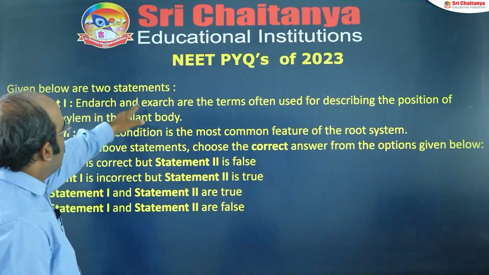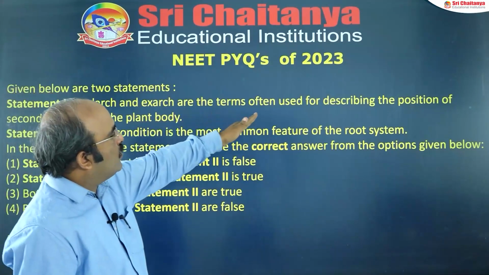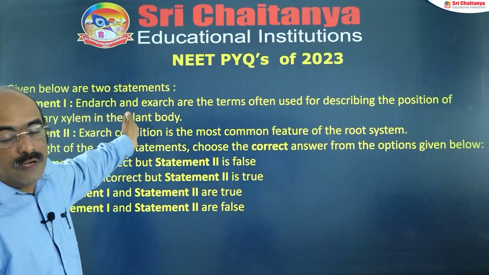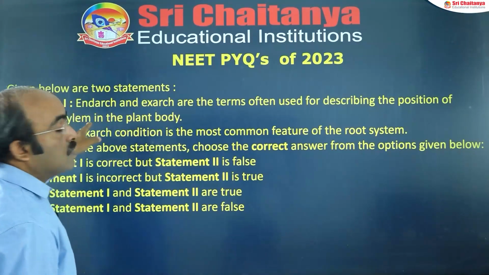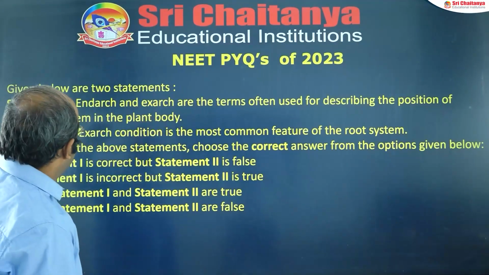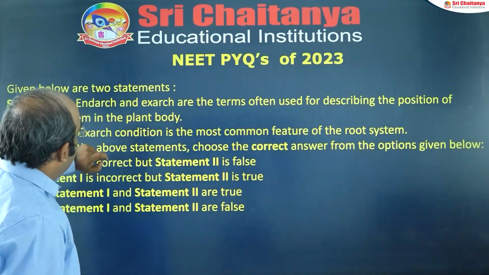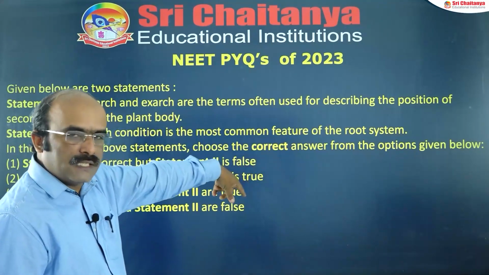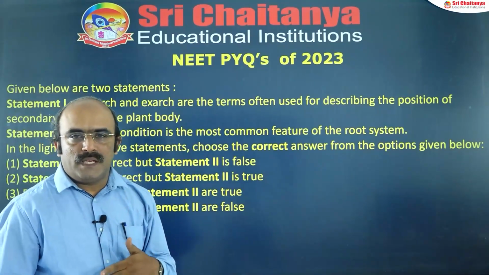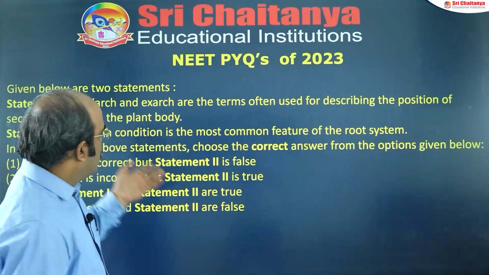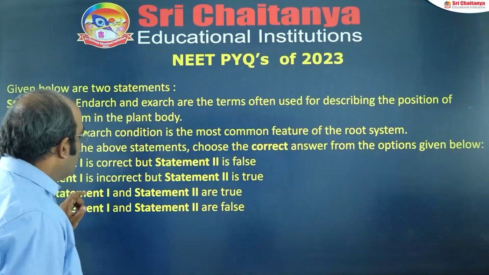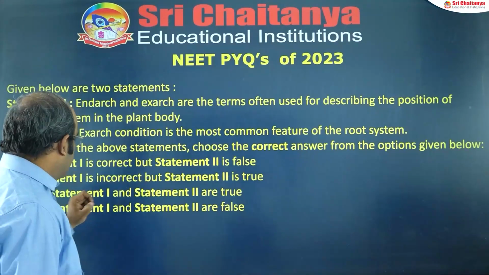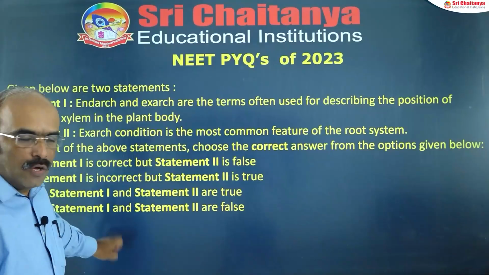So endarch and exarch are the terms often used for describing the position of secondary xylem. No, they are not used for the secondary xylem, they are used for the primary xylem. So statement 1 becomes false. Exarch condition is most common feature in the root system. Yes, that is correct. Where protoxylem is towards periphery, metaxylem is towards center, therefore it is exarch. So here the option is statement 1 is not correct, but 2 is correct. Therefore it goes to the second option.